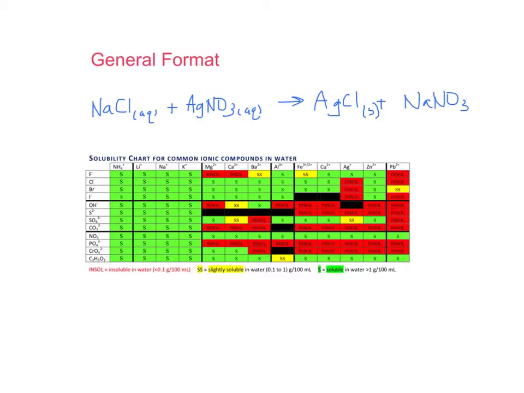And let's just double check the other piece here. So we look at sodium nitrate. Go over to sodium, go down to nitrate, and notice it says it's soluble. So in that case we would put aq. So this reaction will occur because we see the formation of a solid. In this case, our precipitate would be silver chloride.